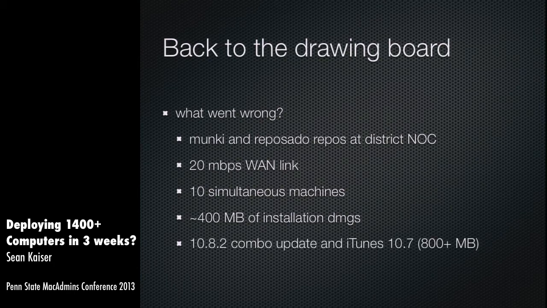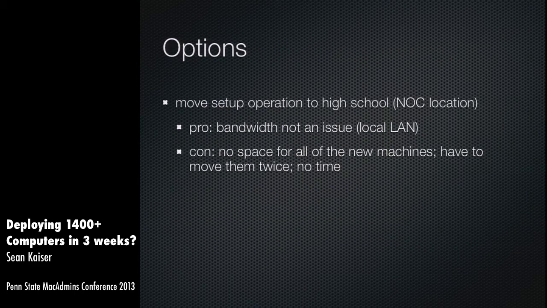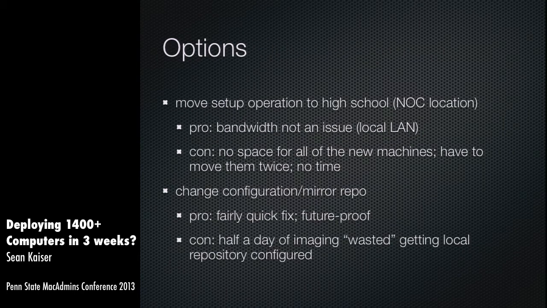So, some of our options, we could have moved everything to our high school data center. But as I mentioned before, all those machines, we didn't have room for it. And we'd have to move them twice. We'd have to move them from our warehouse to the high school, and then from the high school out to the building. And we didn't have time. We just did not have time to move them. The other option was I could change how we were doing things.